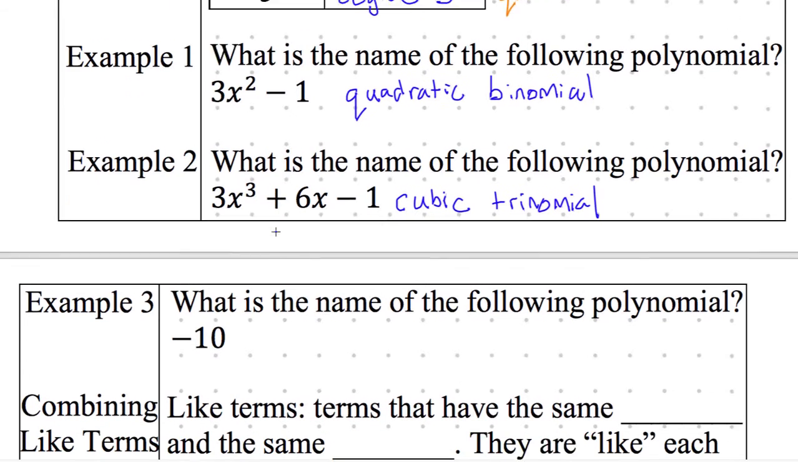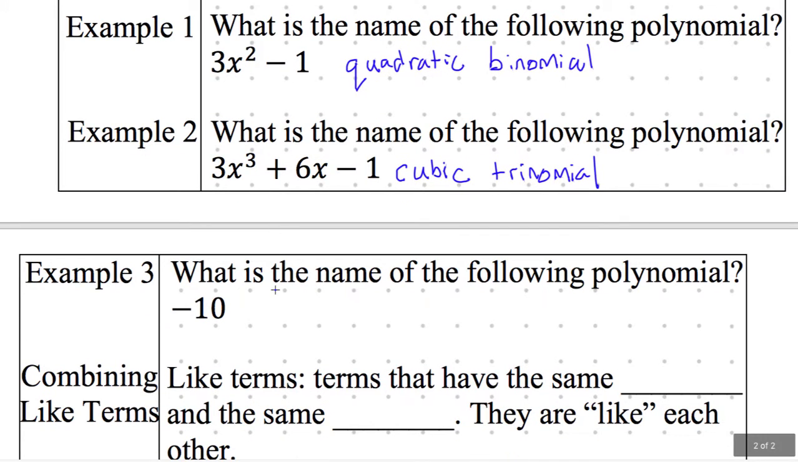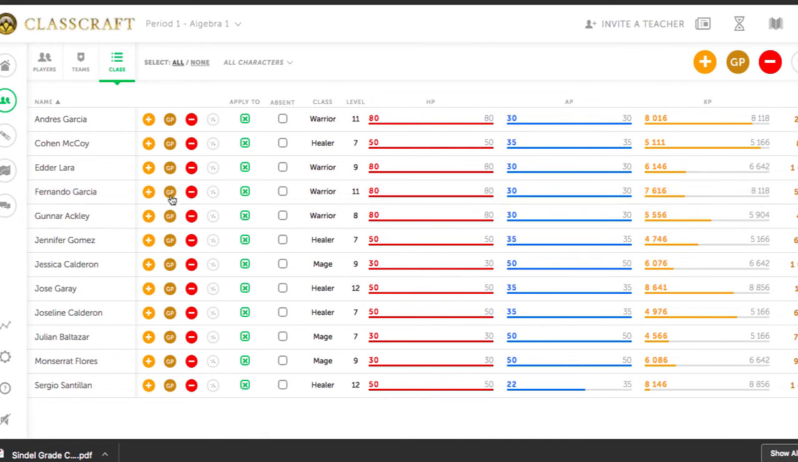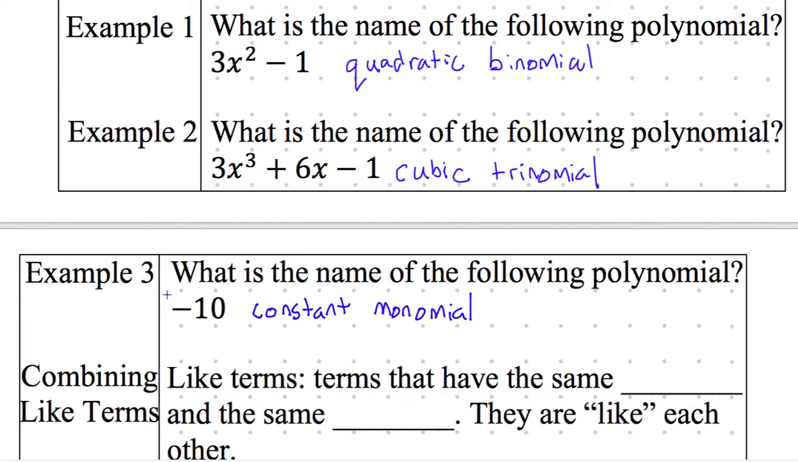And our final third example of this, what is the name of this one? Ooh, it's tricky. I wonder who's going to get it, Fernando. Constant monomial. There it is. Write it down. Constant monomial. Thank you, Fernando. Constant monomial. All you do is sandwich those two words together. You are done. All right.